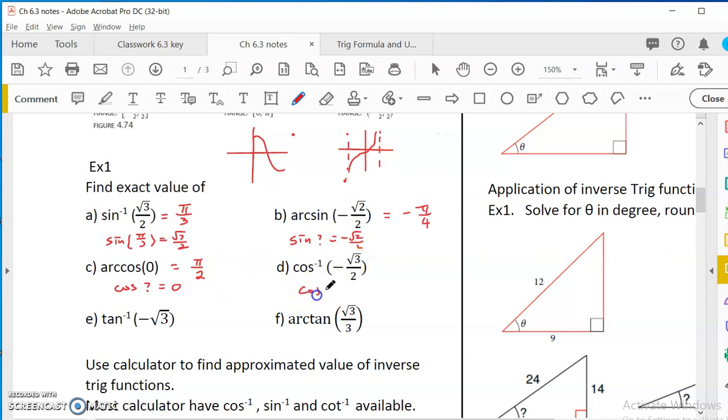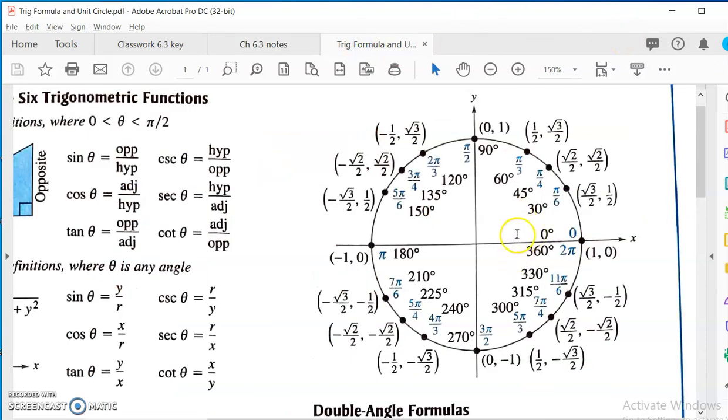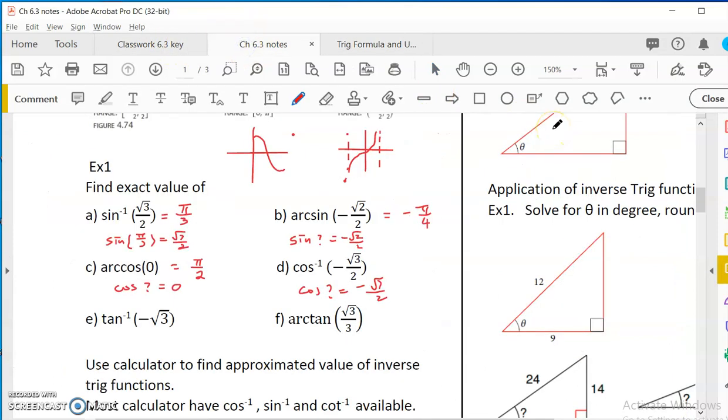Cosine inverse of negative square root 3 over 2. That means cosine of what equals negative square root 3 over 2. Do you know? Okay, so for square root 3 over 2, cosine is positive. So with cosine, we look at these 2. The negative cosines are all here. So this would be 5 pi over 6. Right? For cosine, we only give positive answers. So this is 5 pi over 6.